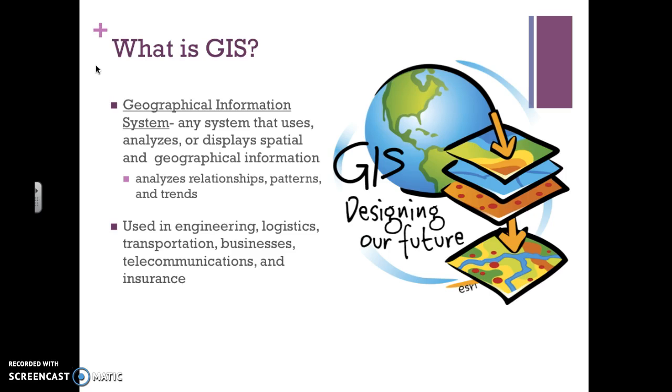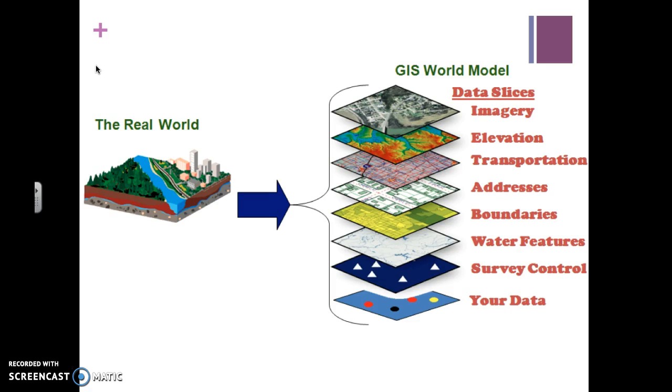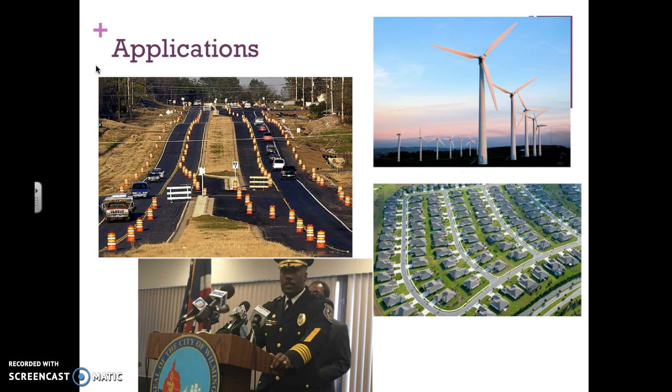So the software system takes different types of maps and combines them to help individuals that are using GIS analyze the real world and a whole host of different aspects. This is just one example. When we use GIS today, you're going to apply different slices or layers to help identify and answer specific questions. A few examples of its applications in the real world.